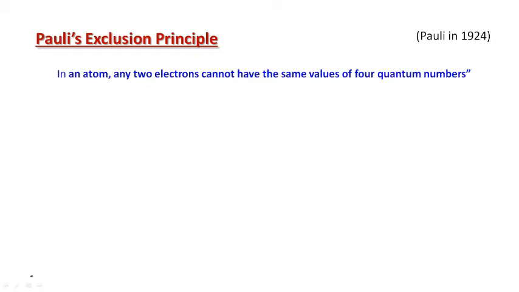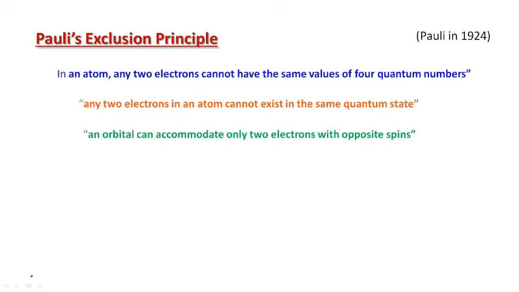First, we will discuss Pauli's exclusion principle. According to this rule, in an atom, any 2 electrons cannot have the same values of the 4 quantum numbers, that is n, l, ml and s. So at least one of the quantum numbers must be different for 2 electrons in an atom. In other words, it can be stated as: any 2 electrons in an atom cannot exist in the same quantum state, or an orbital can accommodate only 2 electrons with opposite spin.